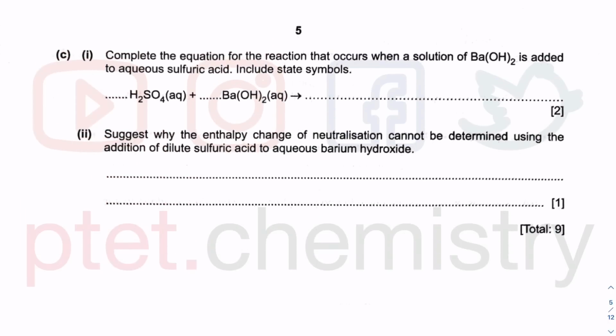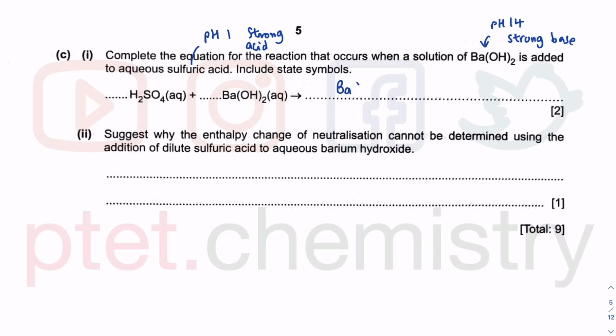In C part 1, complete the equation for what occurs when you have barium hydroxide. So this is again another very strong base, around pH 14, and this is part of group 2, solubility of hydroxide. So this is also strong acid and strong base. So we will expect a similar kind of enthalpy change of neutralization.